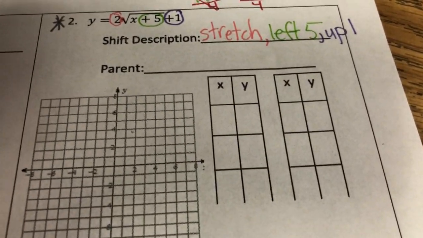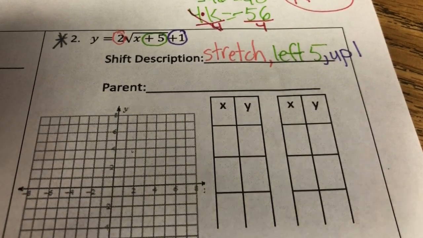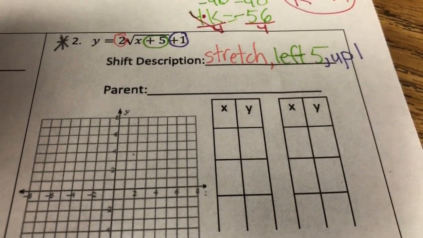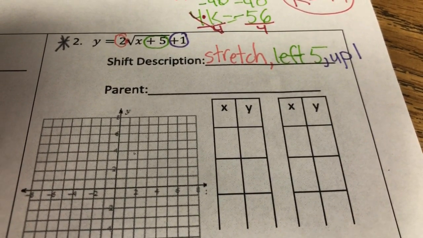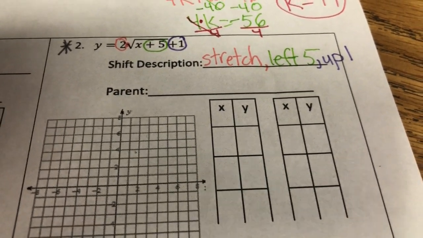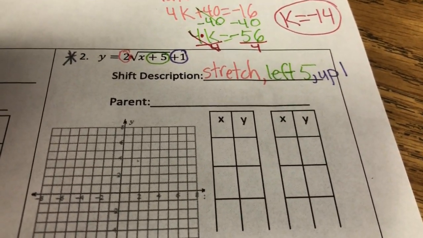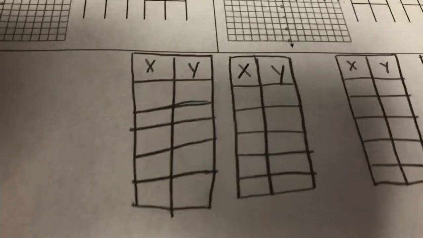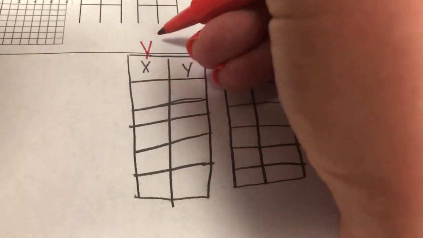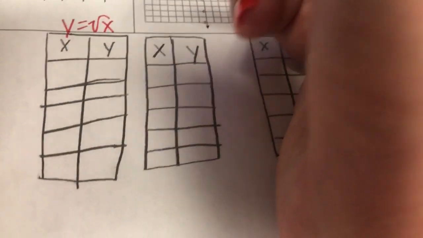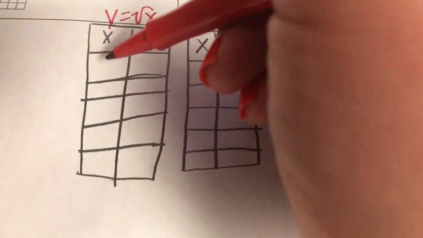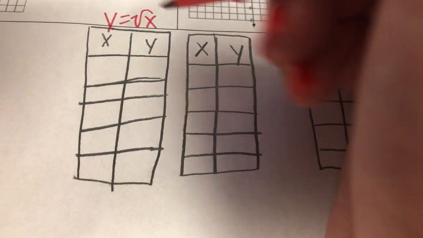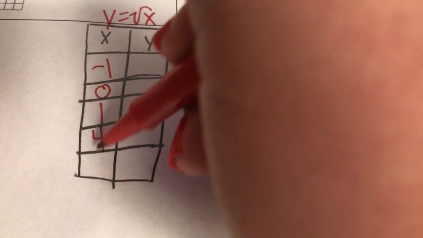So with this, as soon as you create your shift descriptions, don't worry about the equation anymore. So the parent function is y equals square root of x. So we're going to create a table for that. So y equals square root of x. So my numbers that I use in all of my problems for these is -1, 0, 1, 4, and 9.